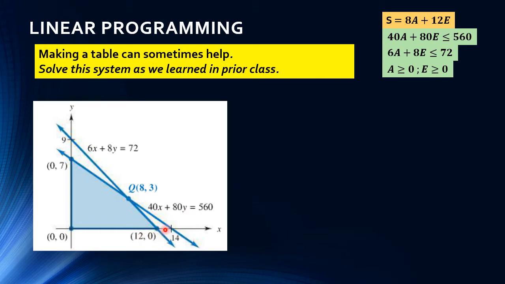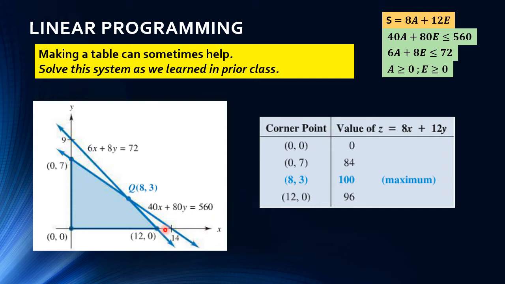Okay, we take those 4 corners, we plug them into the objective function. We're looking for storage space. We plug in those values, and we get 0, 84, 100, and 96. This is the amount of storage. Remember, the objective function was how much storage we would have. We're trying to maximize that, and so we get (8, 3).